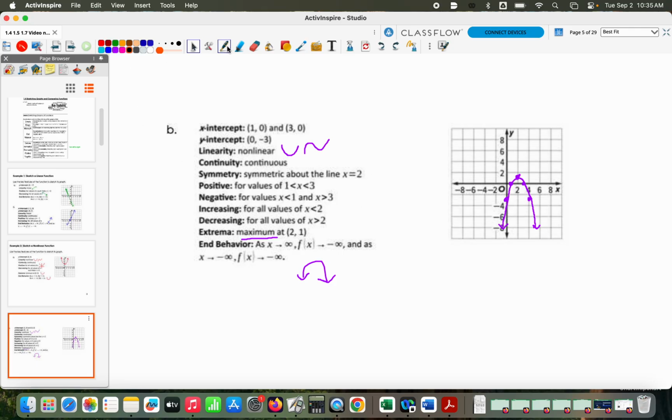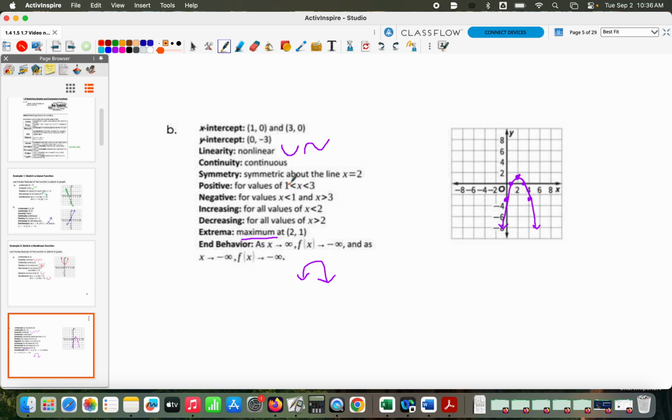So that does tell me, when I go to x is 2, so right here, if I drew a line, it's symmetrical. So if I have one point on one side, I have the same thing on the other side. For example, that y-intercept. I know if there's a point here, there'd be a mirror image on this side. Okay? Let's see what else we got.